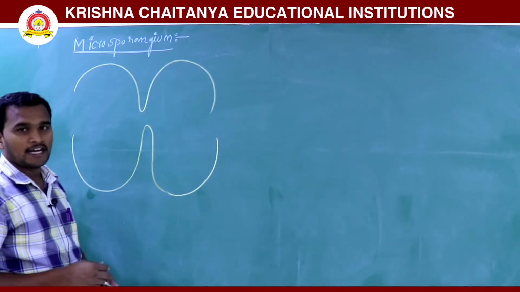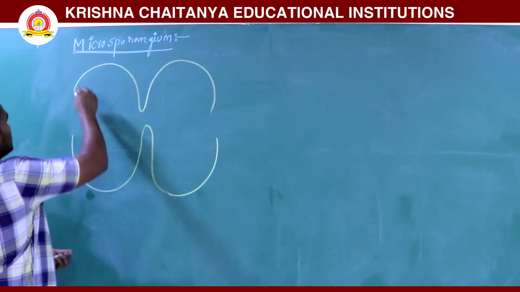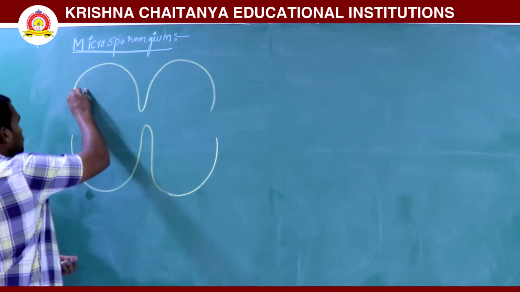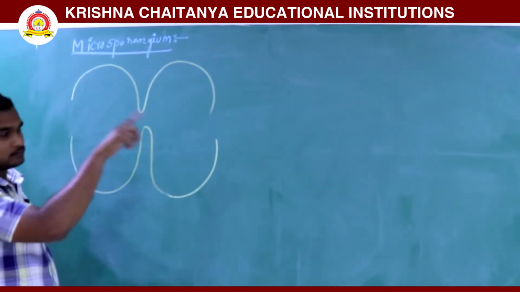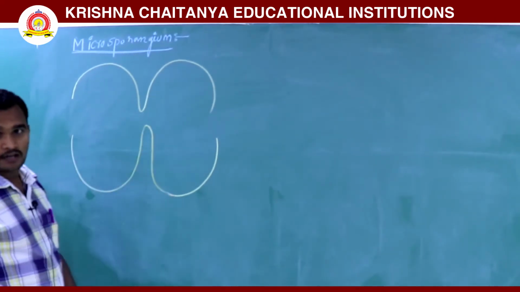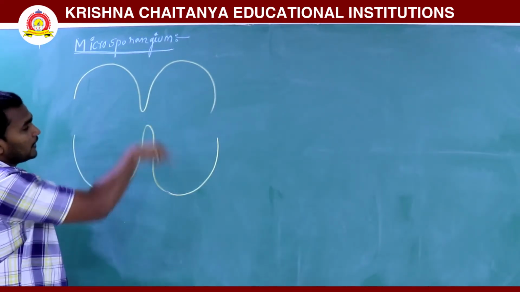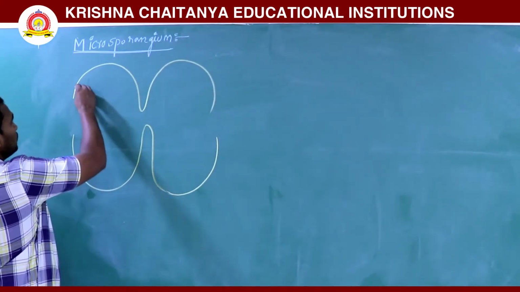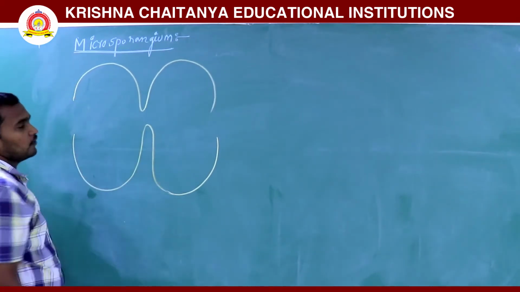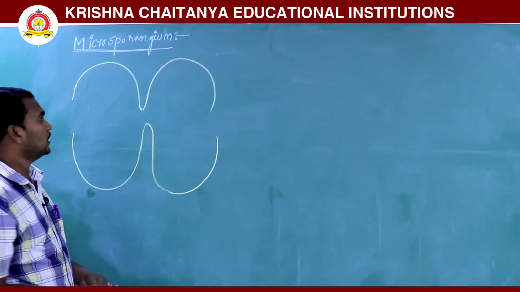If you take a transverse section of a mature anther, the outer structure is generally circular. It looks like a circular outer line. It is generally made up of 4 layers. How many layers? 4 layers are there.